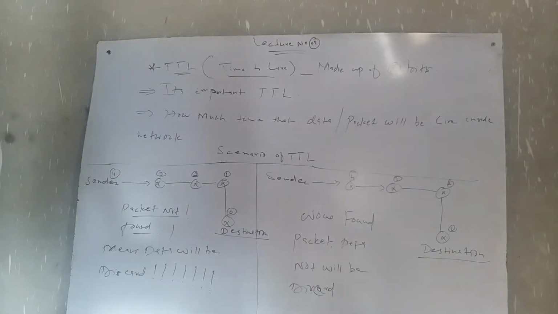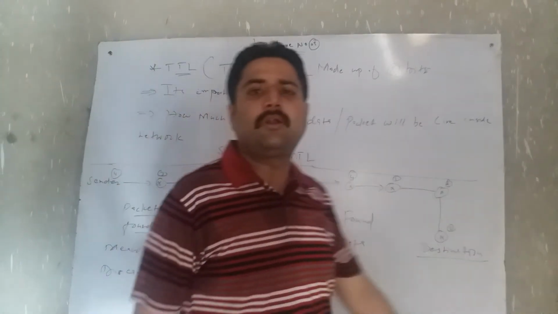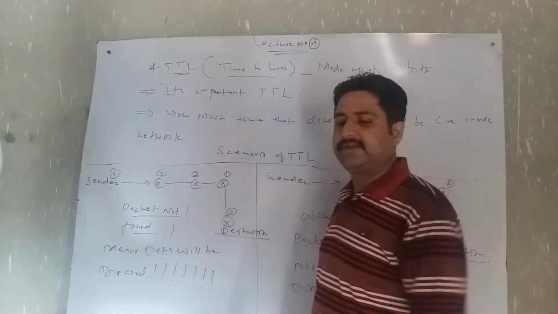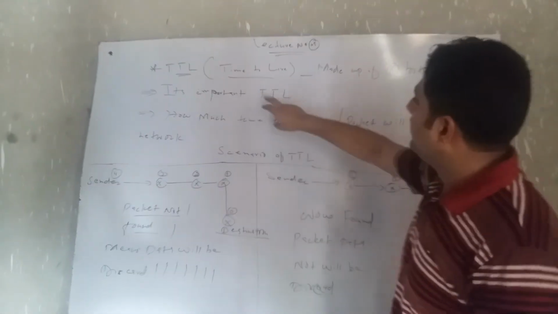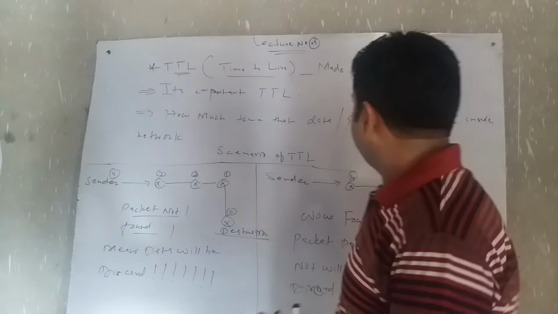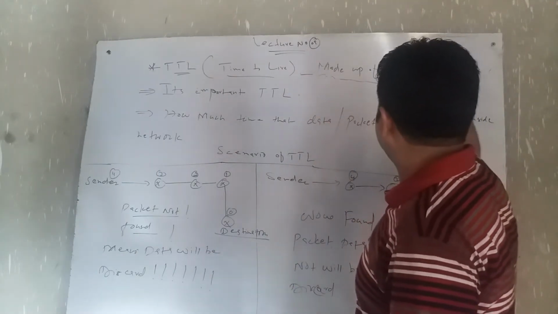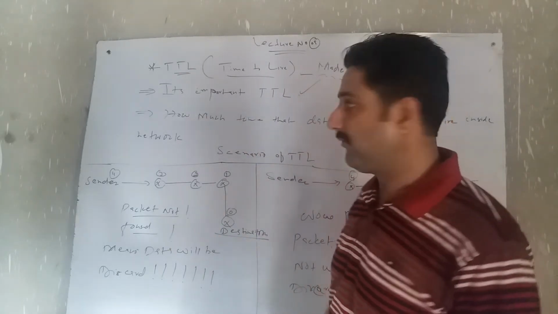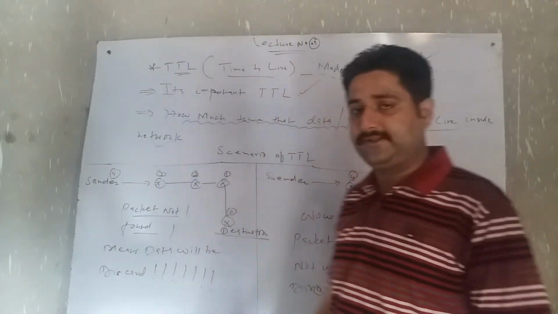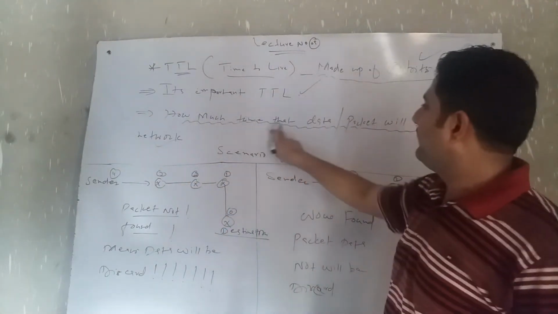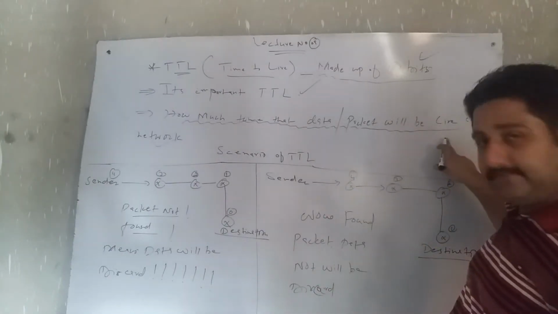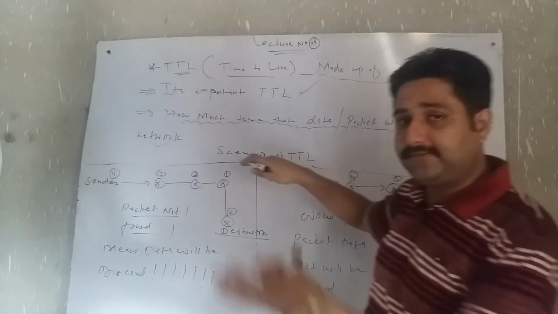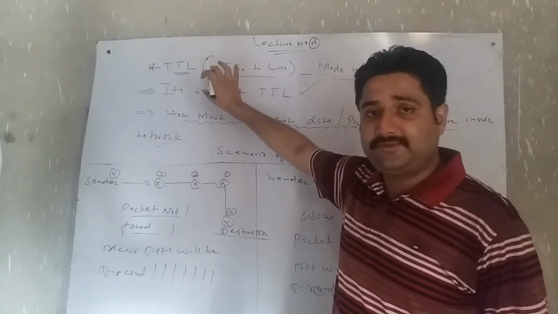Okay dear friends, the next term is TTL, time to live. Now we focus on time to live. TTL stands for time to live. TTL is made up of 8 bits. It's an important term in the IPv4 header. How much time will the data packet live inside the network? This is the real definition of TTL.